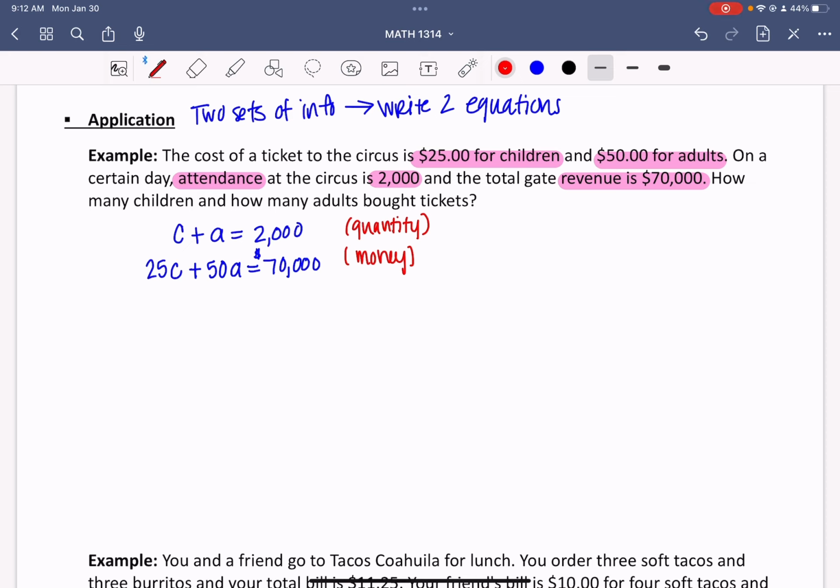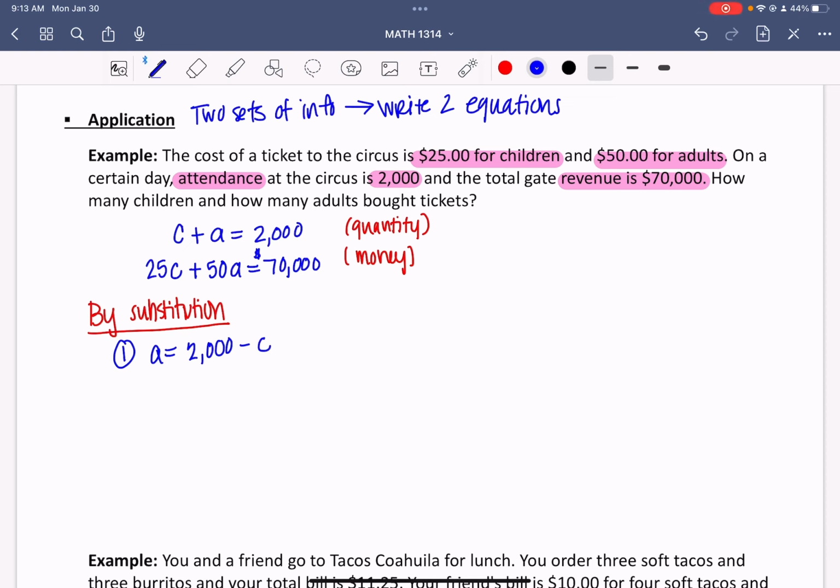So in this case, which system solving method do I want to use? It says substitution or elimination, and it doesn't matter. Just do the one you think is going to be best for your situation. In this one, I'm going to solve by substitution. The fact that it has some singular variables in my first equation, I think that's going to be the best go at it. So step one, I'm going to solve for one of those variables. I'm going to get A by itself by subtracting C over, and that gives me 2,000 minus C.